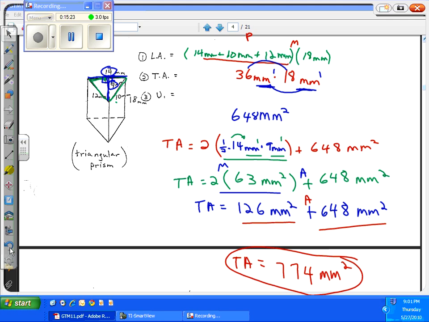So we found the lateral area by taking perimeter of the bottom, which was the same as the top, times the height of the prism. Then to get the total area, we added the bottom and top to that. So we went 2 times the area of the bottom plus the lateral area, which gave us the total surface area. Okay. Now, I'm going to clean some of that out just so I can find volume.